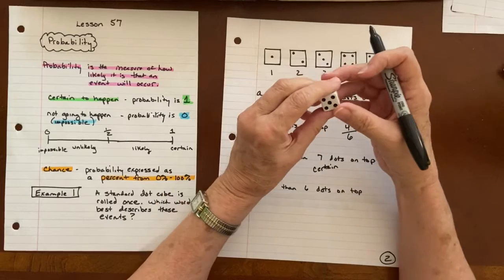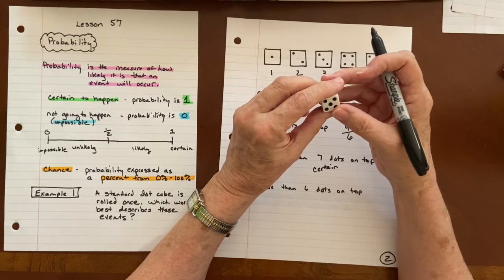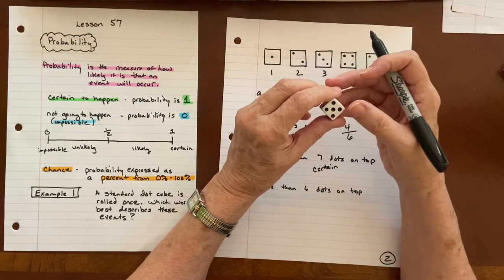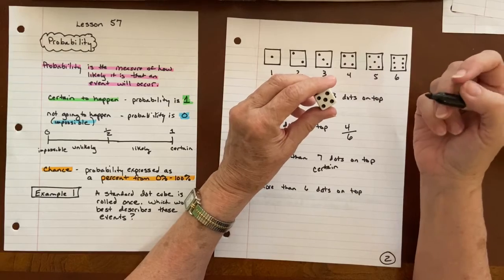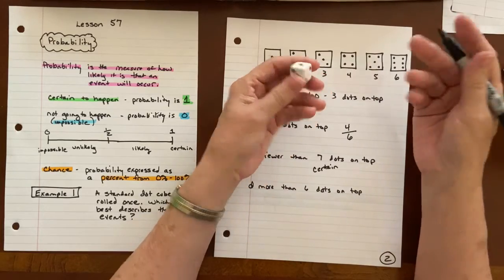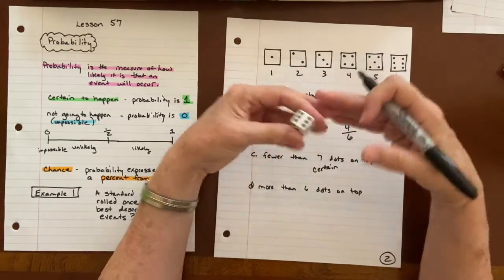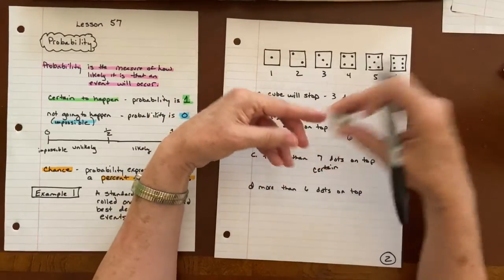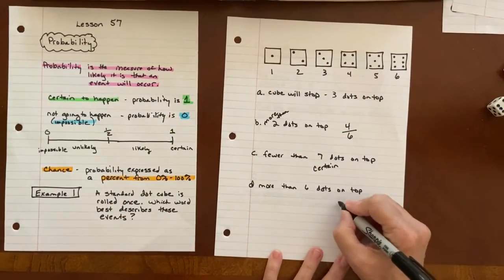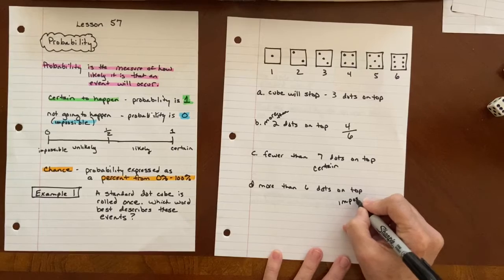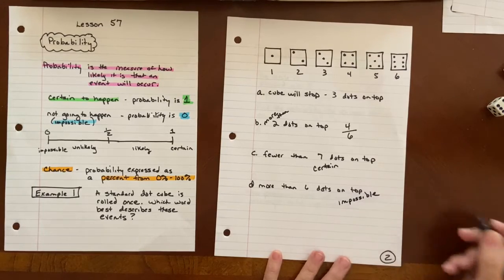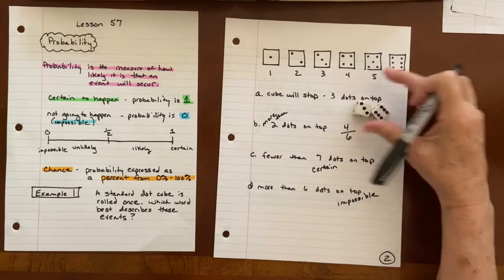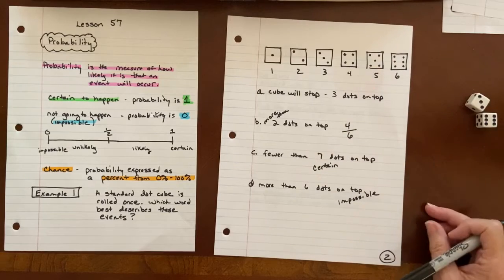What about if it has more than 6? I can't, because it doesn't have any that have more than 6. So is that certain or is it impossible? It's impossible, isn't it? Can't do it because there aren't any of those that exist.